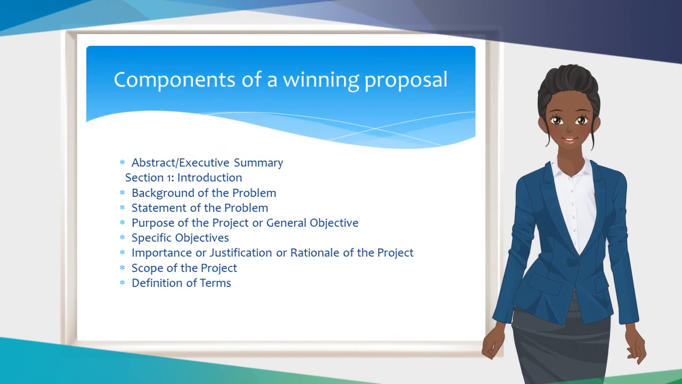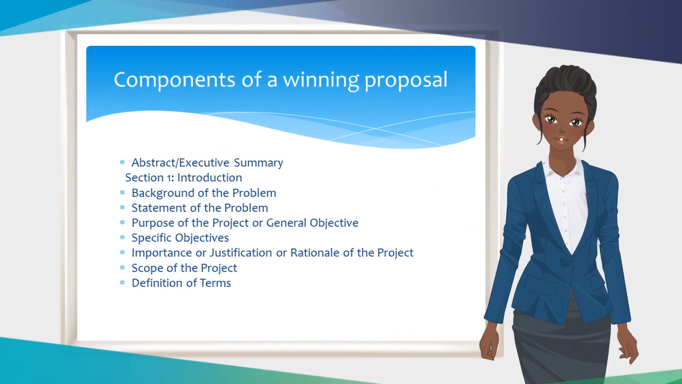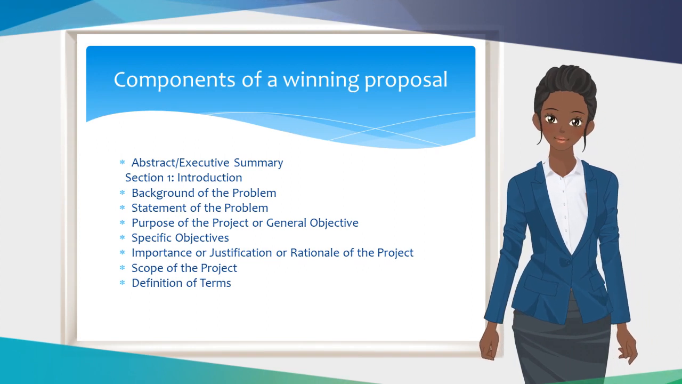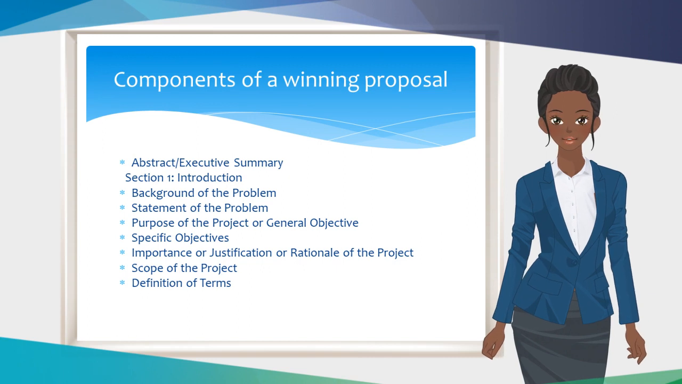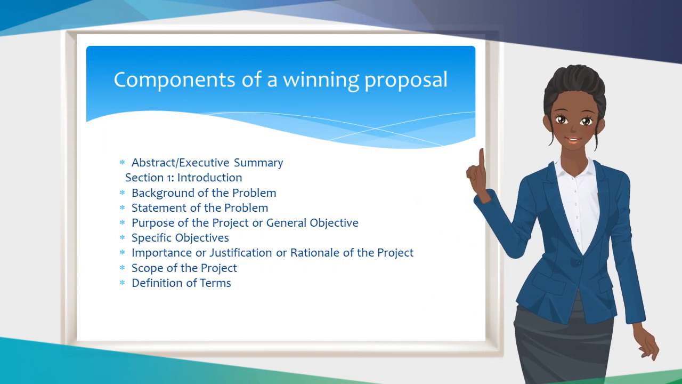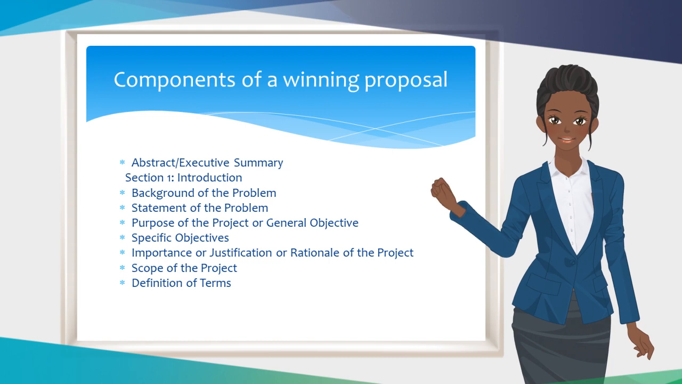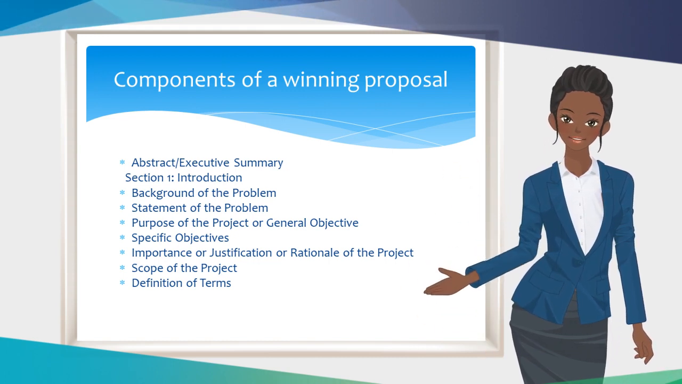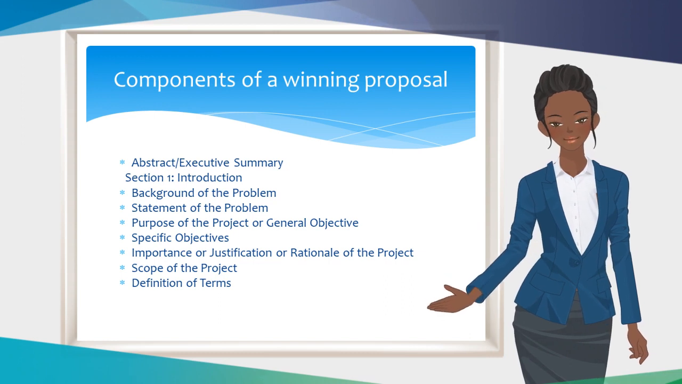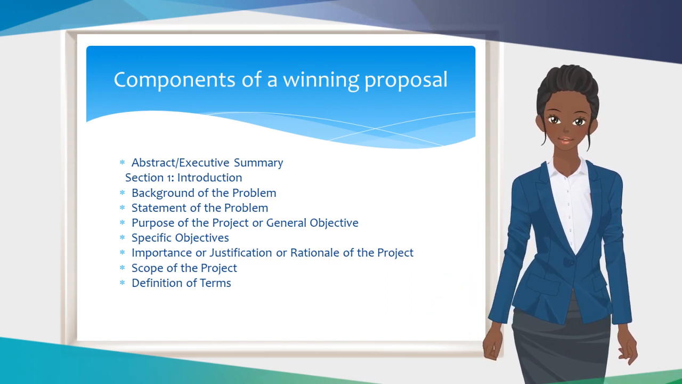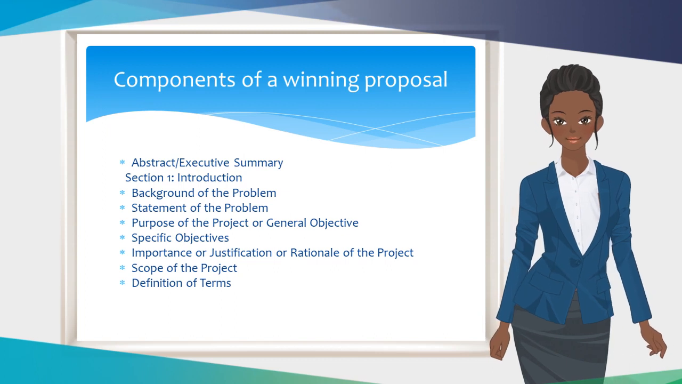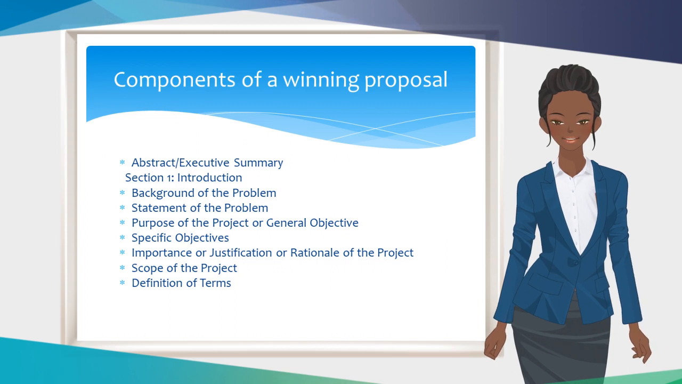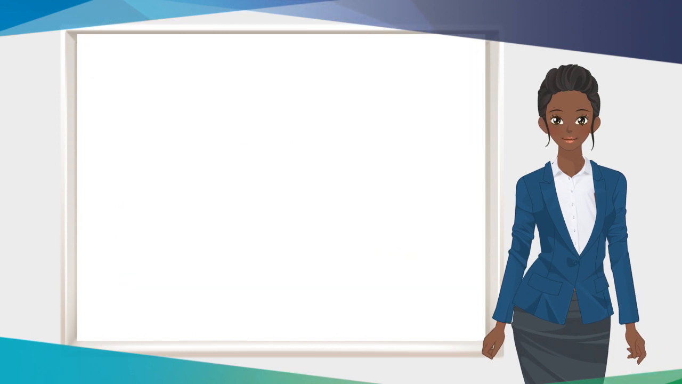Components of a winning proposal. There is no specific format for a proposal, but a standard proposal is composed of an abstract or executive summary. Section 1 is composed of the introduction, background of the problem, statement of the problem, purpose of the project or general objective, specific objectives, importance or justification or rationale of the project, scope of the project, and definition of terms.